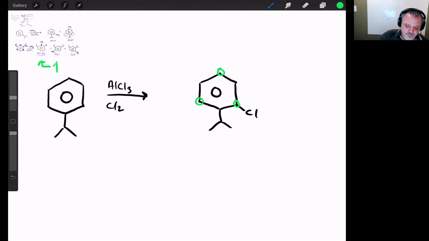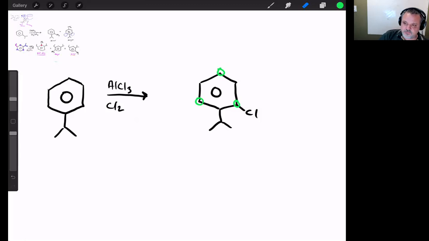This one is the major product because it's ortho to the ethyl group. This one is the minor product because it's ortho to the isopropyl group, and the isopropyl is larger than the ethyl. And so that's what determines that it's minor versus major. Hope that cleared it up for you.